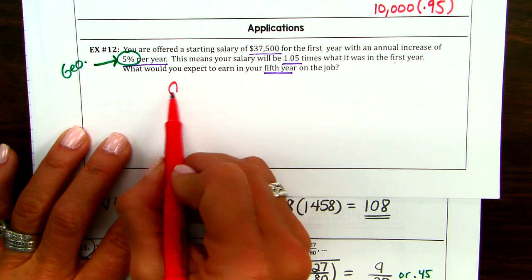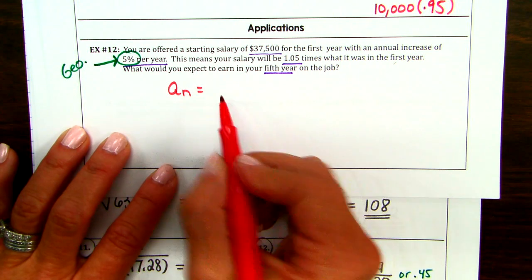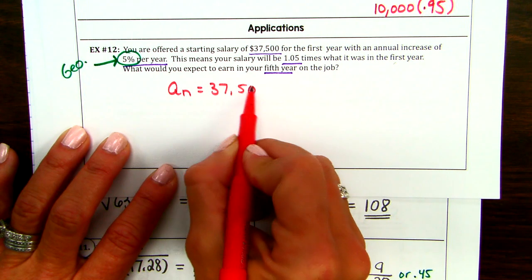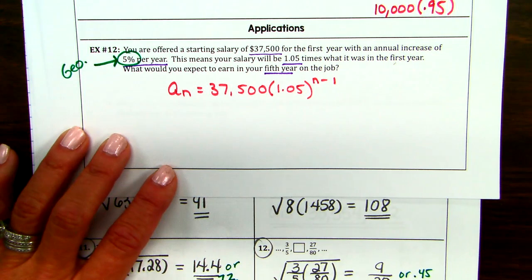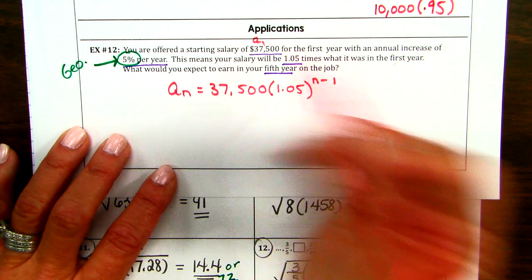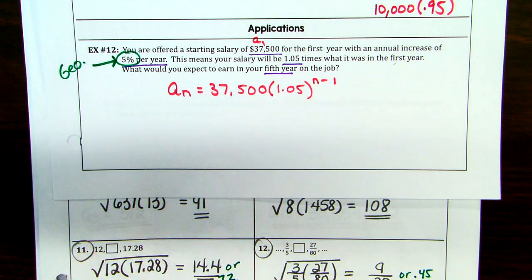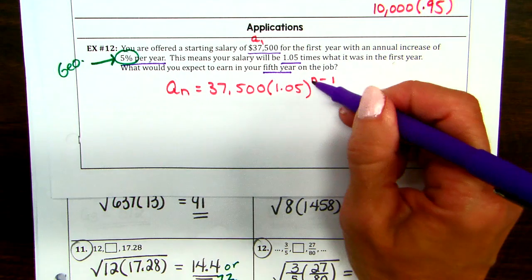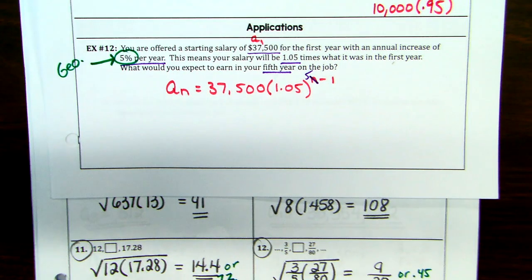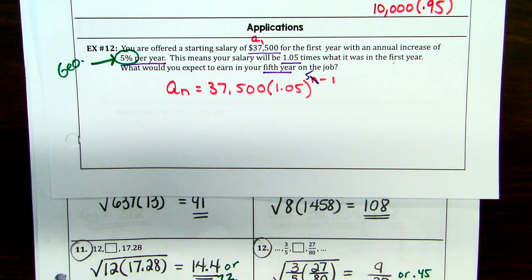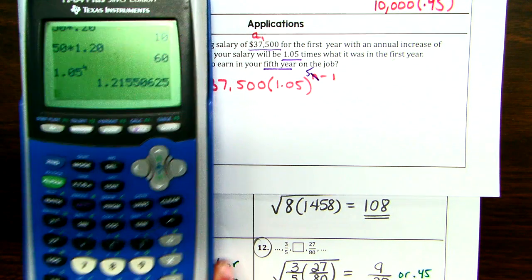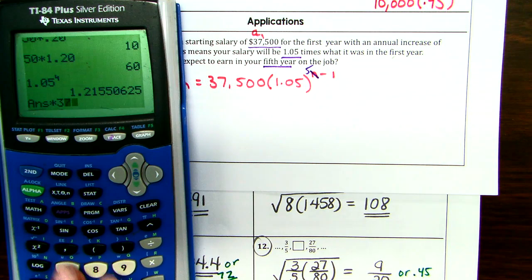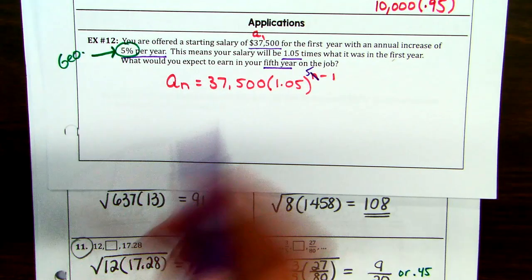So let's go ahead and write the formula. We can find any year by starting with 37,500 times 1.05 to the n minus 1. Right? So I just called this a sub 1. It says first year. Nice and simple, right? Plug it in as the first year. And what year do they want to know? Okay, so in the 5th year, 5 minus 1 is 4, 1.05 to the 4th power times 37,500. So my answer makes sense.